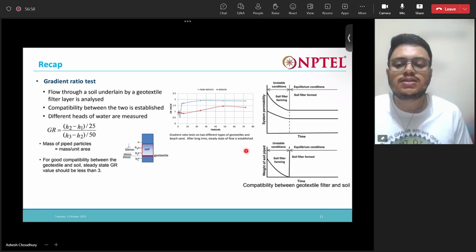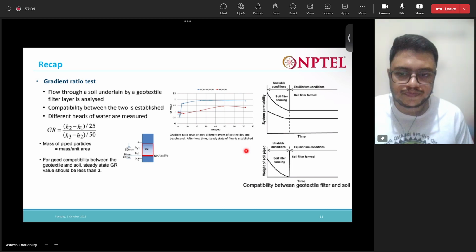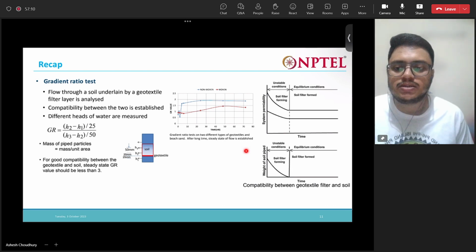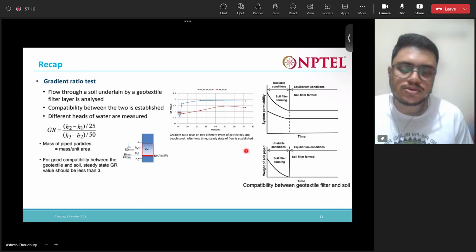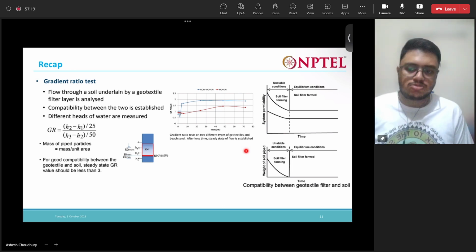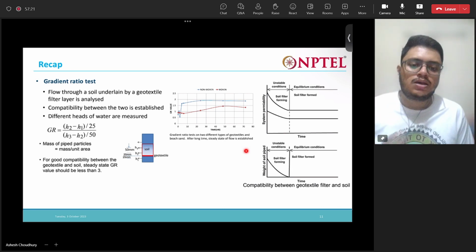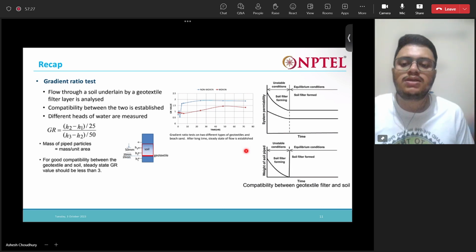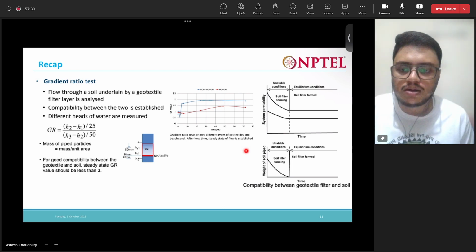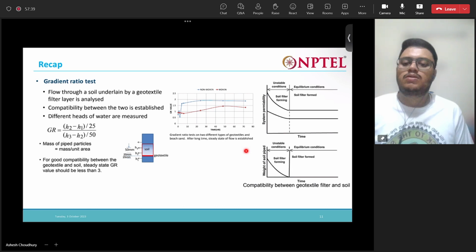So what we do is that we measure the heads at different points, and we try to determine this gradient ratio. Okay, and what happens is that as time passes, the gradient ratio actually increases, and then it actually becomes constant. That means this steady state has been established. Okay, that means that the steady state has been established.